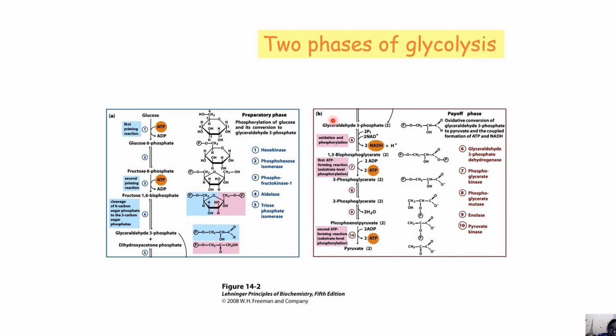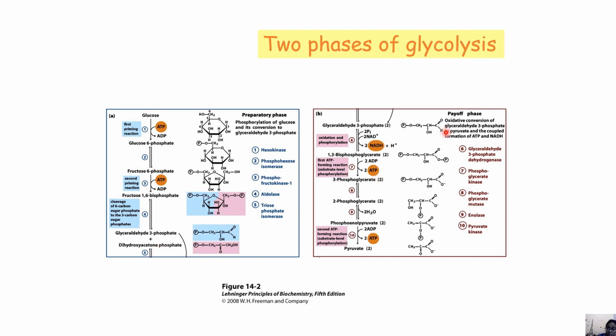In the preparatory phase, there is phosphorylation of glucose and its conversion to glyceraldehyde 3-phosphate. These are the structures, basically the products that are being formed. There's a first priming reaction which requires energy, ATP to ADP. Then a second priming reaction which again requires energy, ATP to ADP. Then we have the cleavage of the 6-carbon sugar phosphate to 3-carbon sugar phosphates. And these are the enzymes that are being utilized in each of the steps.